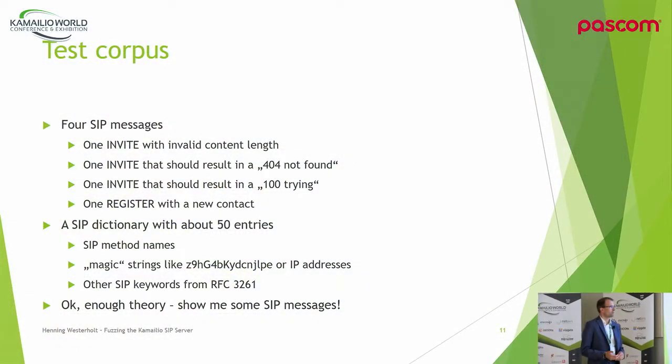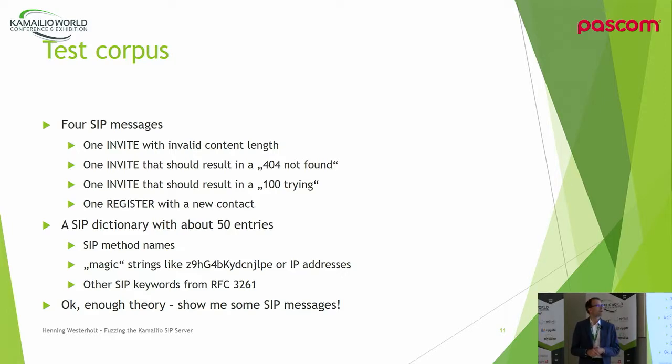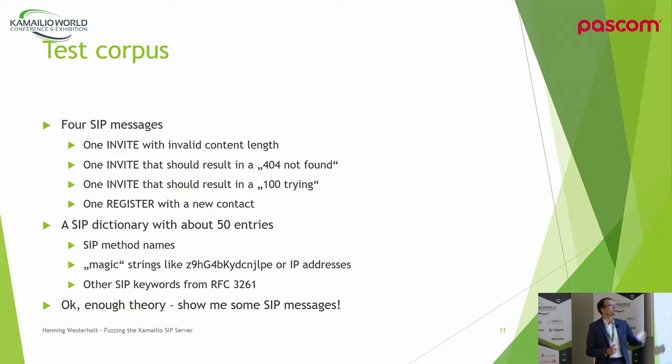For the test corpus, of course, you need to give it some messages to make the test process shorter. So what I did was I just created 4 simple SIP messages from SIPp: 1 INVITE with an invalid content length, 1 INVITE that should result in a 404, 1 INVITE that should result in a 100 Trying, and 1 REGISTER with a new contact. Basically, that was it. This is a starting point, and then AFL will use it to get on with the process, and I will show you later it will find some new supported methods, some new supported SIP messages on the way.